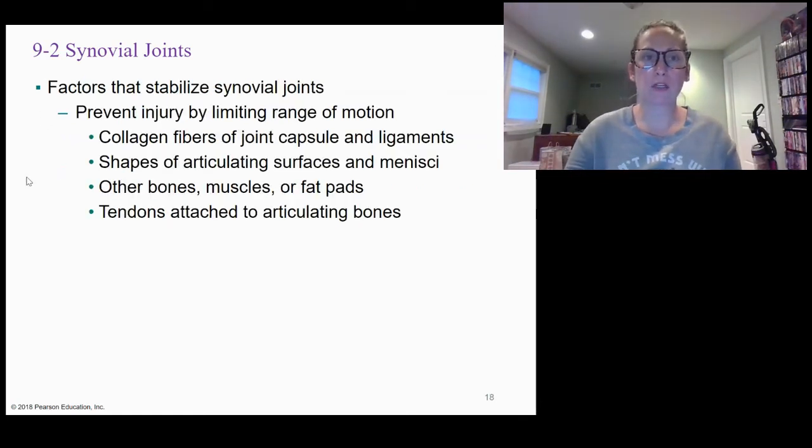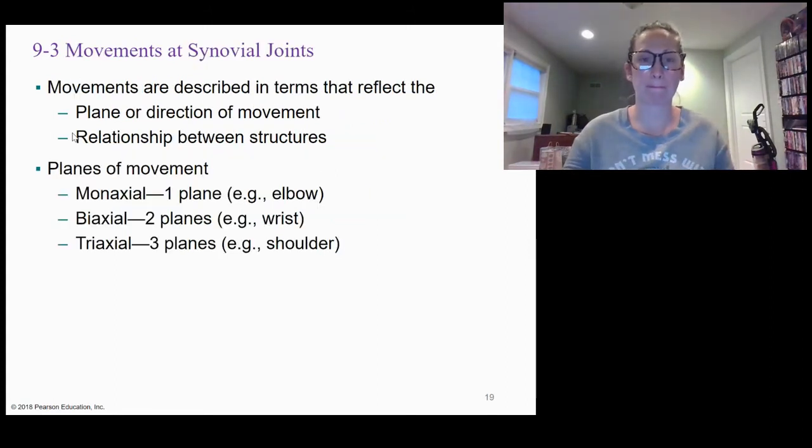Do make sure you take a look. This is section 9.2 in your text to read about these 4 factors that stabilize joints. It talks about those in a little bit greater detail, and you'll be doing a little activity that'll talk about that. But I do recommend taking a look at your fibers, your surfaces, your shapes, those accessory structures, as well as our tendons, essentially helping to stabilize each and every one of our synovial joints.